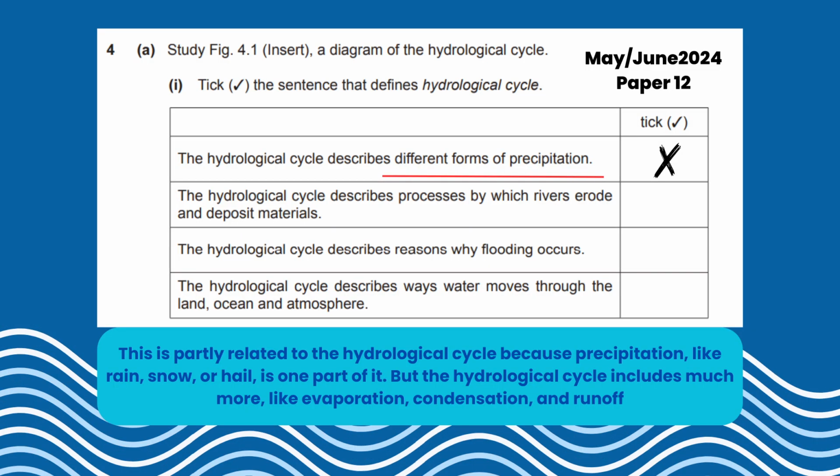So the first part is to study the figure, and there's no figure, okay? There's a diagram of a hydrological cycle. And after that, you have to tick or check the sentence that defines hydrological cycles. There are four. If you look at the term hydrological cycle, you can see the word hydro. Hydro means water. So it means that hydrological cycle is the other term for the water cycle.